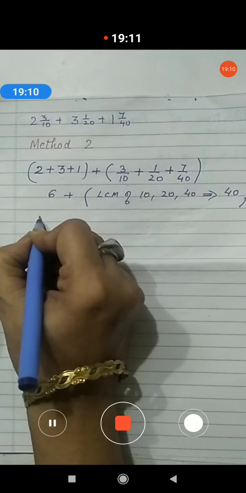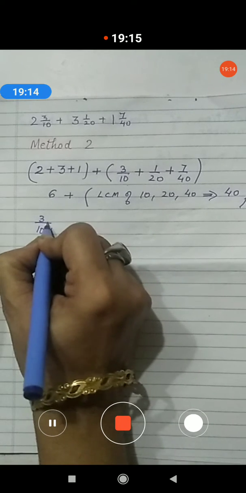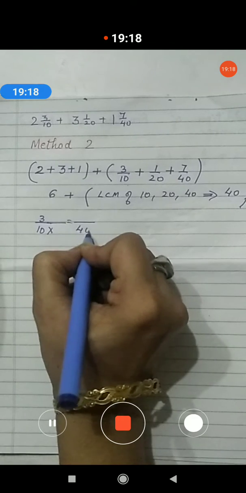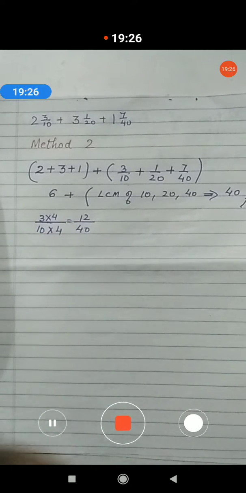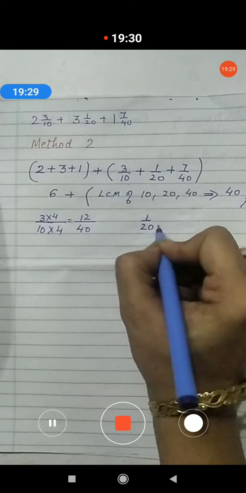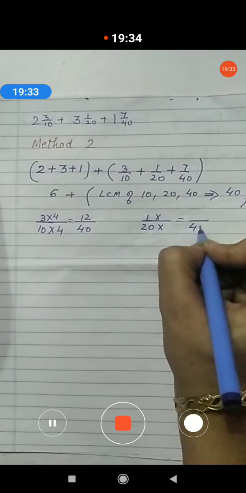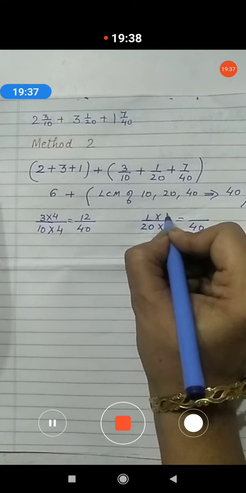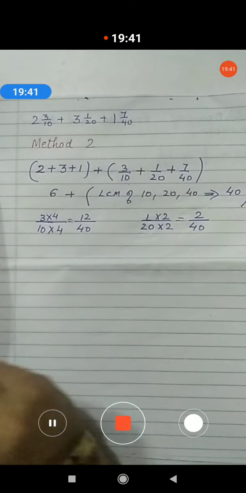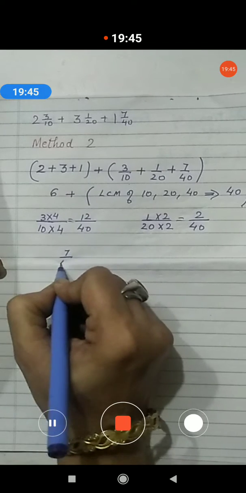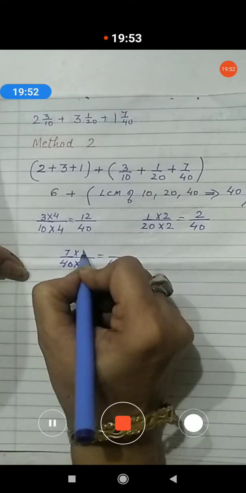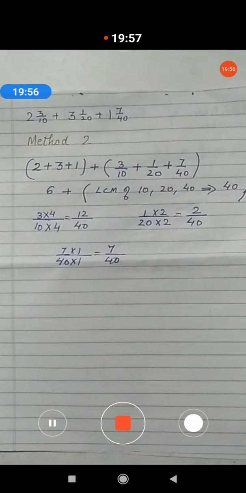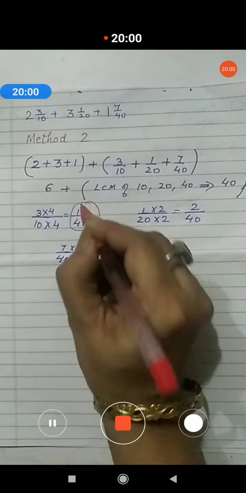Okay, so first 3 upon 10, LCM we are having 40, so 10 fours are 40, 3 fours are 12. Other one, 1 upon 20, 40 LCM, 20 twos are 40, so 1 twos are 2. Then the third one, 7 upon 40, so what number we have received? We have received 12 upon 40, 2 upon 40, 7 upon 40.